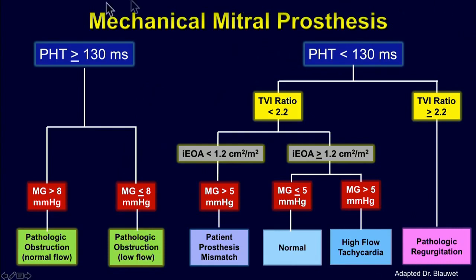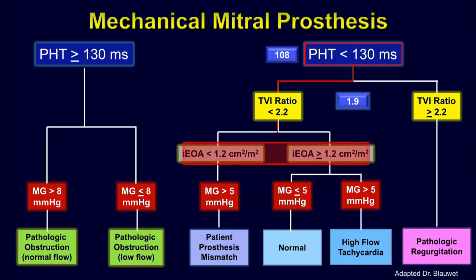Again, we'll see this in their updated syllabus, but here we can see the mechanical mitral prosthesis. The pressure half time was short. It was 108 milliseconds, so it's not obstructed. The next thing we need to do was to look at the TVI ratio, and the TVI ratio is 1.9. So we know this is not likely going to be pathologic regurgitation. It pushes us to the left.